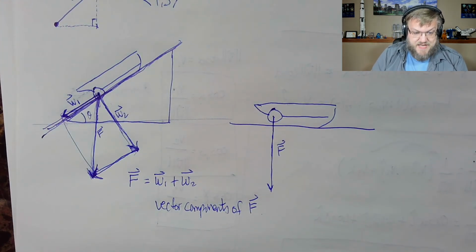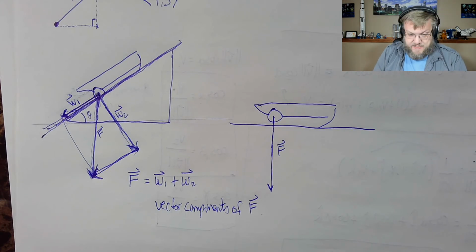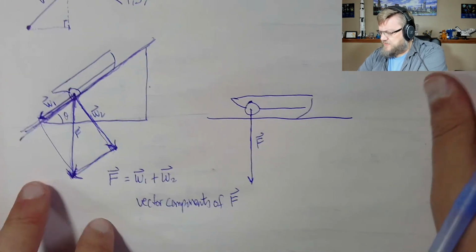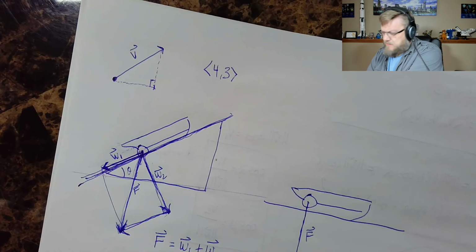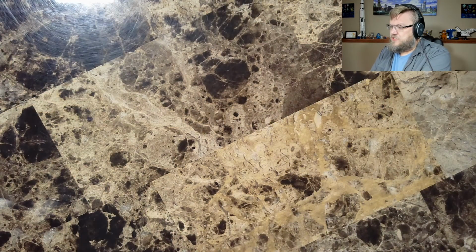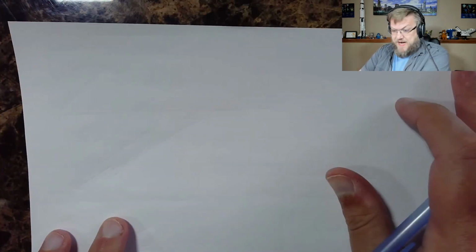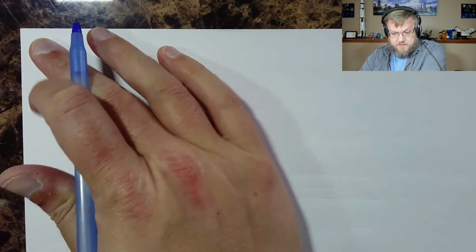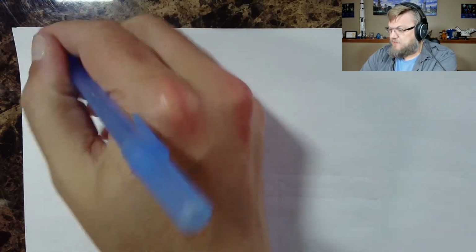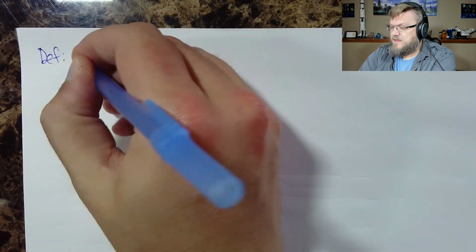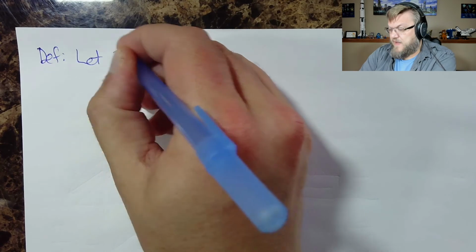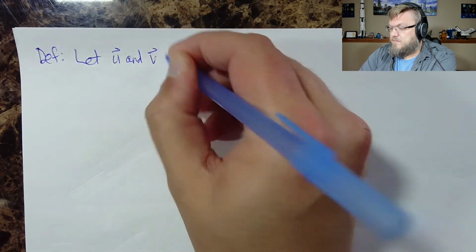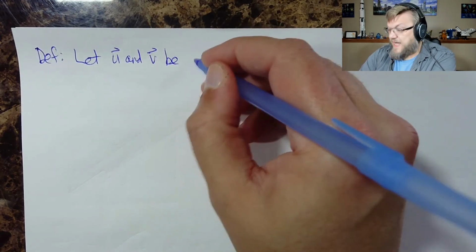Now, let's get to this. How can I actually calculate these, given a pretty good formula here, right? Given any vector you like, you can always break it down into two vectors, one that's parallel and one that's orthogonal to something. So let me write this all out. Definition. Let u and v be non-zero vectors.